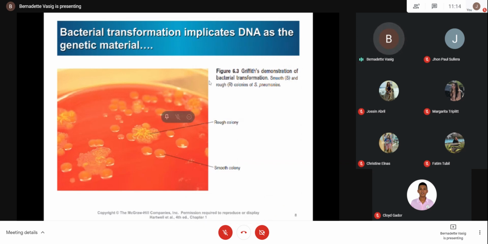Can you still remember our discussion in microbiology about Griffith's demonstration of bacterial transformation? Can you explain how Griffith's demonstration of bacterial transformation proved that DNA is the genetic material? I know you know what bacterial transformation is already, but what I want you to explain is how it implicated that DNA is the genetic material and not any other molecule inside a cell.